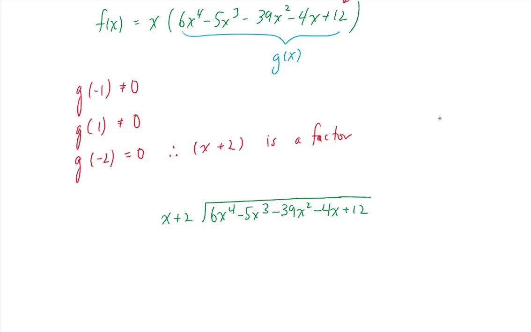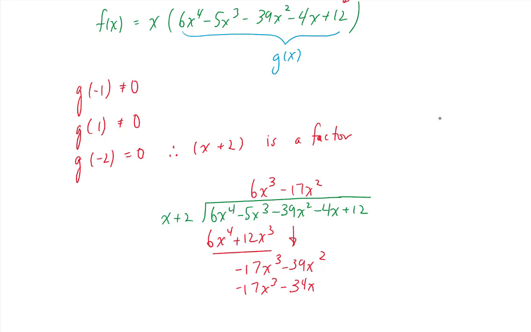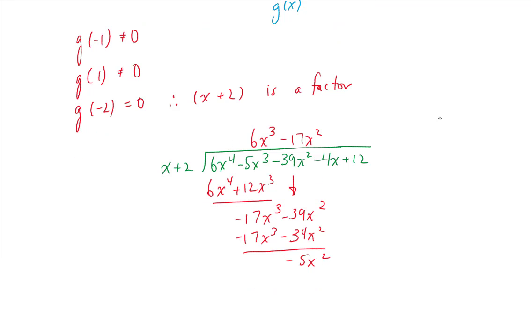So first we need to get rid of the 6x to the 4. So we're going to multiply x plus 2 by 6x cubed. So that gives us 6x to the 4th plus 12x cubed. Subtracting, that gives us negative 17x cubed. So let's move the negative 39 down. So we're going to multiply x plus 2 by negative 17x squared. So that gives me negative 17x cubed minus 34x squared. And if we subtract, that gives us negative 5x squared.